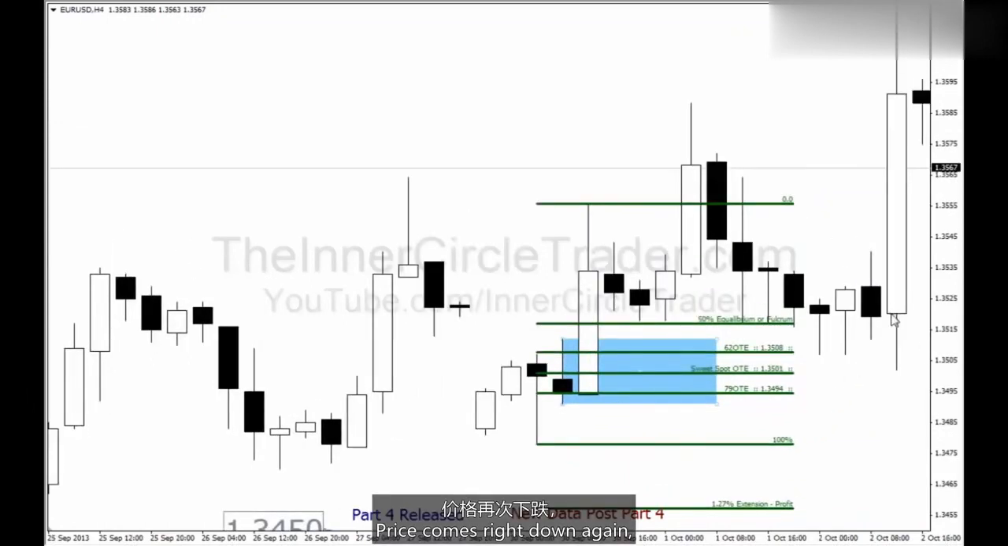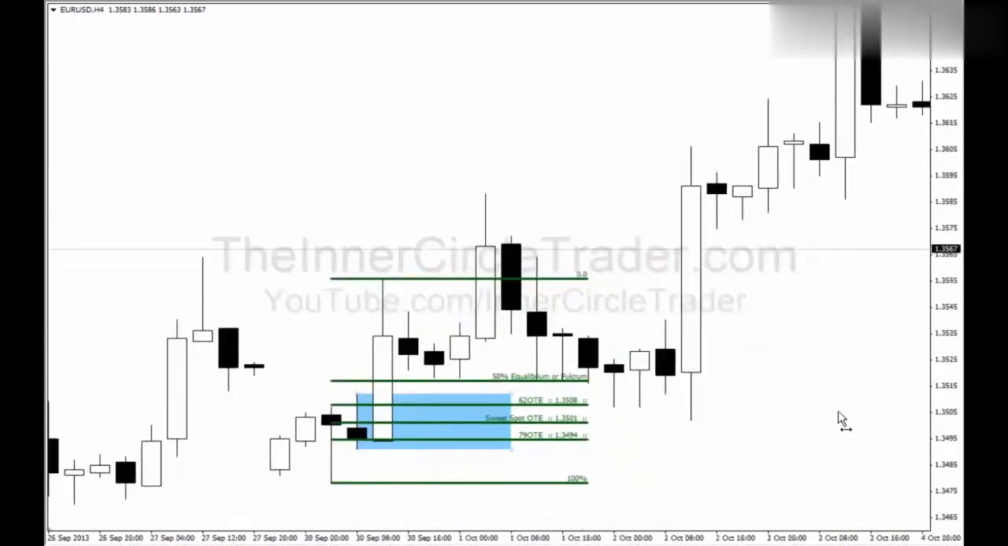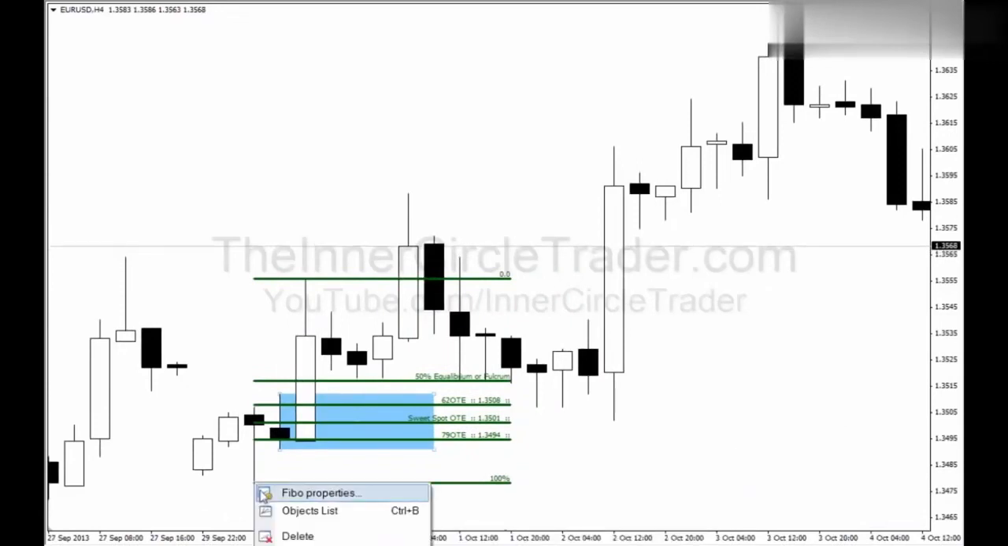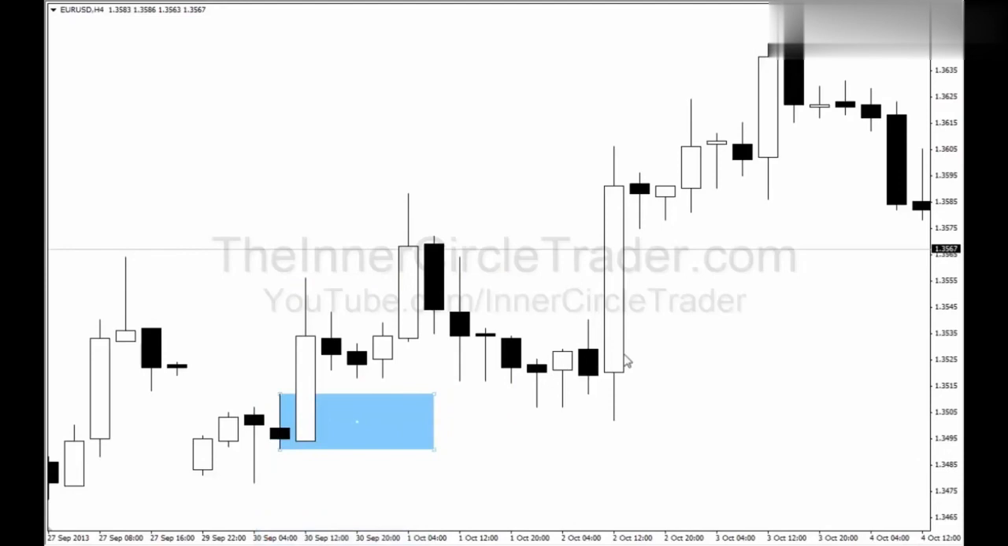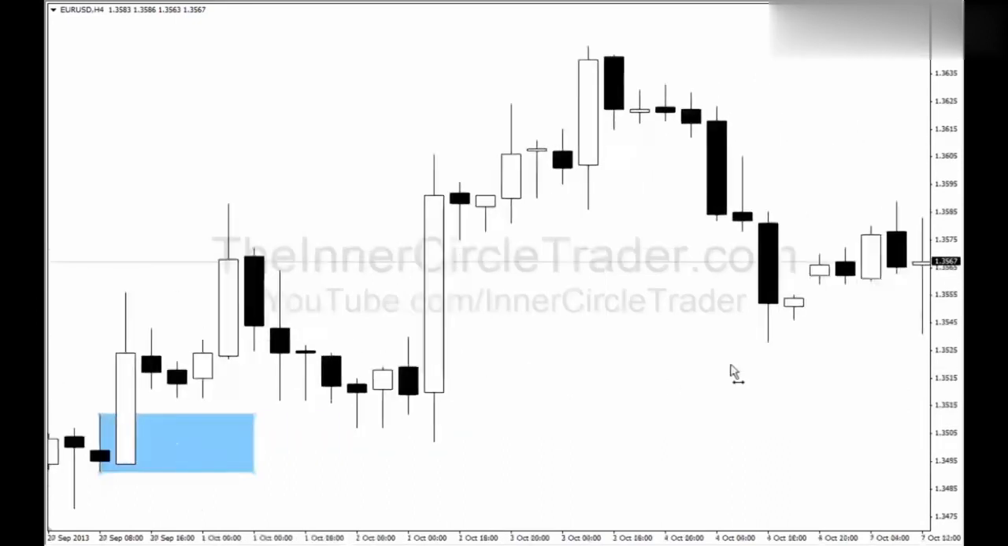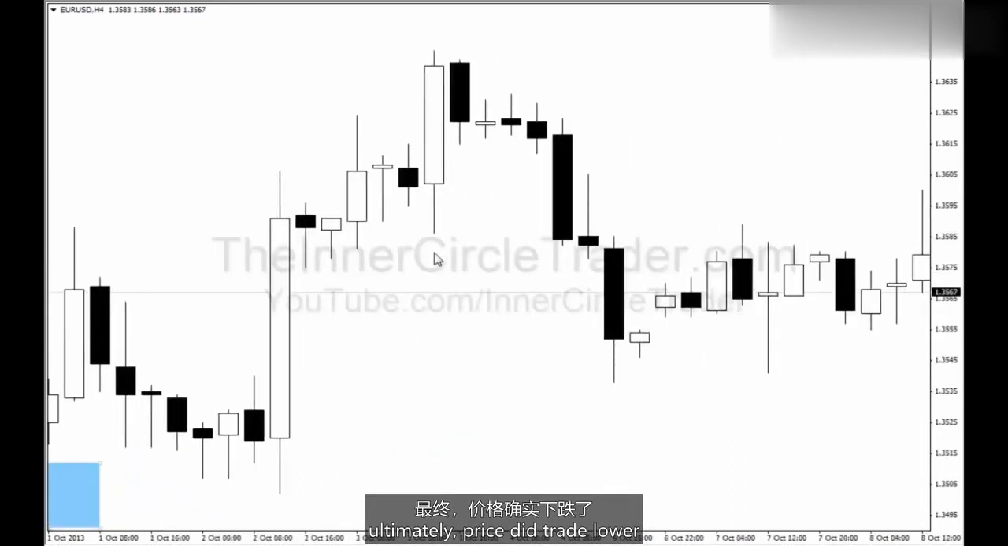Price comes right down again, dips right down to that 134.20, almost a 135 figure, big figure, and rallies up aggressively. And you can see we moved up pretty handsomely. Okay, so you have a few opportunities in here where it was obvious that the higher prices that we were calling, these are the setups that were available to you, and ultimately price did trade lower here.